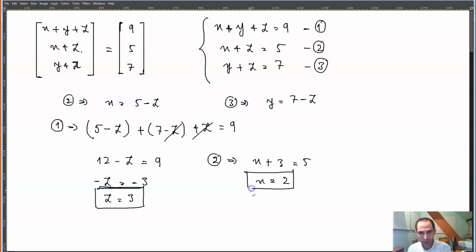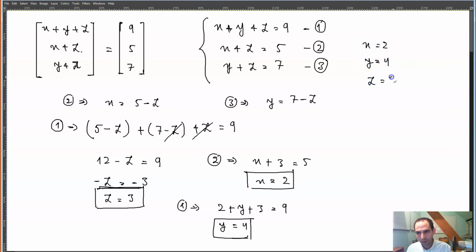And now that I have these two, I can solve for y, meaning that I can use 1 and write, for example, 2 plus y plus 3 is equal to 9. So that means that y is equal to 4. Which means that x is equal to 2, y is equal to 4, and z is equal to 3. That is, I suppose, the answer here, if I'm not mistaken. 2, 4, and 3, yes. Okay.